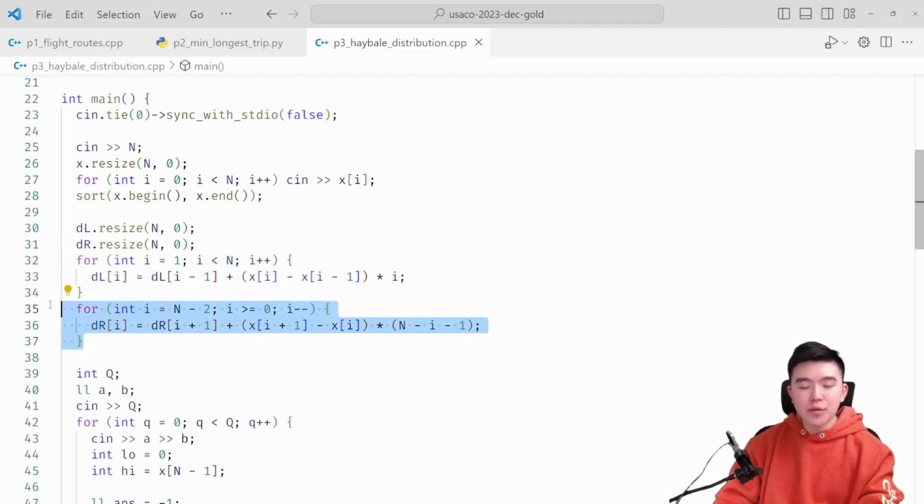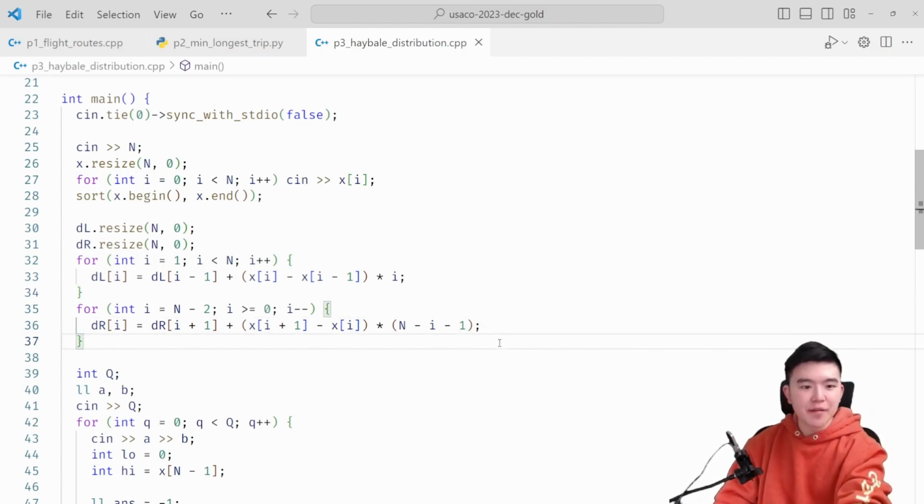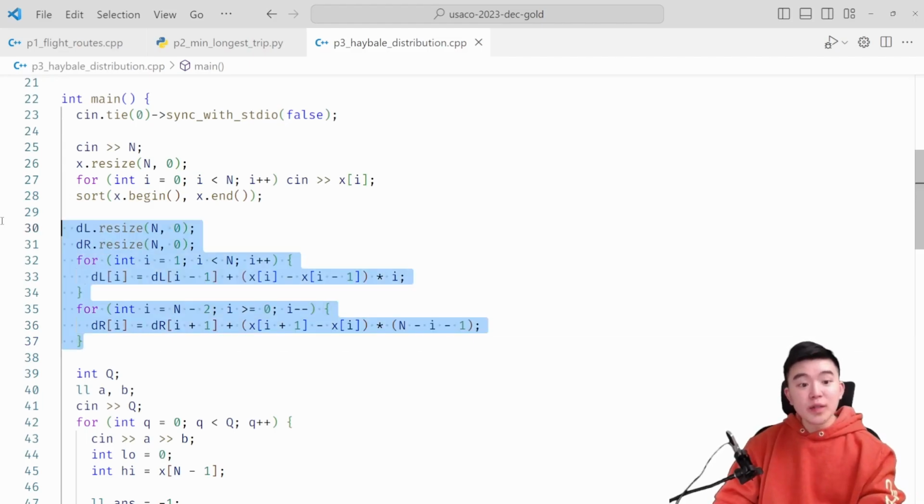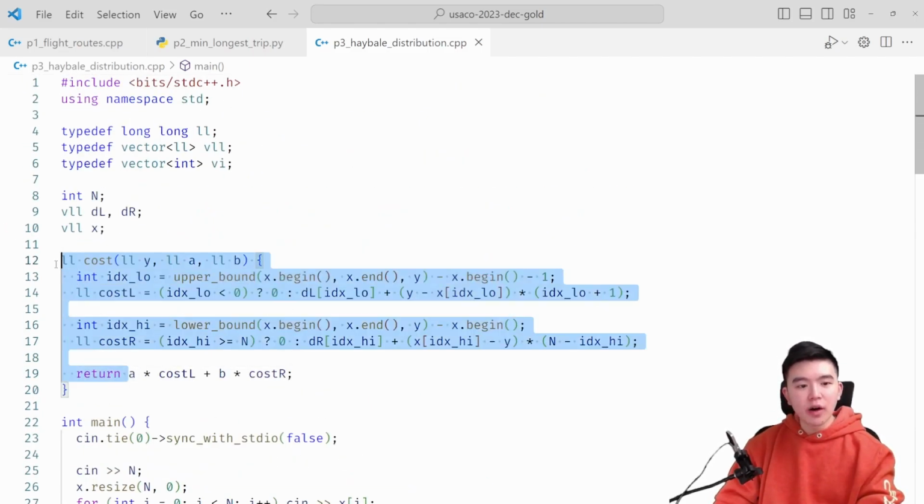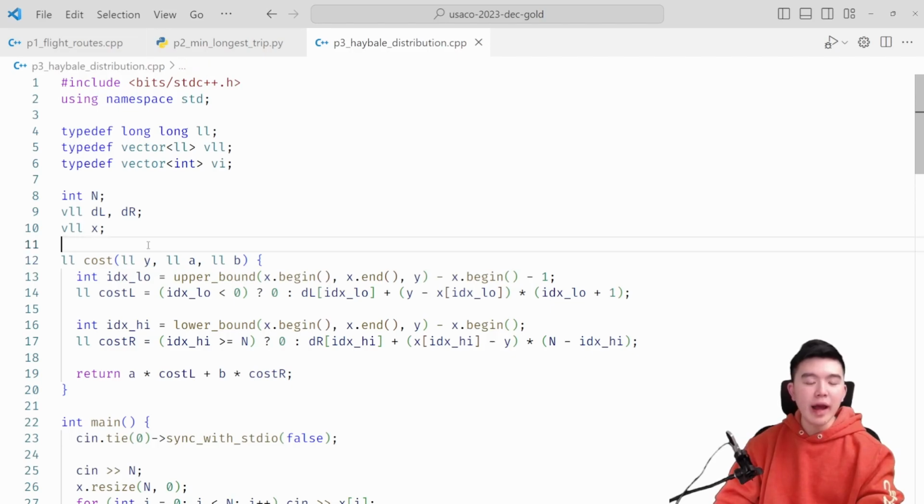The same thing happens for DR, which is the sum of the distances to the right barns for every single barn. We're going to compute those from right to left using generally the same tactic. Once we have that information, we can write this function called cost, which takes a point y on our number line, as well as the coefficients a and b.